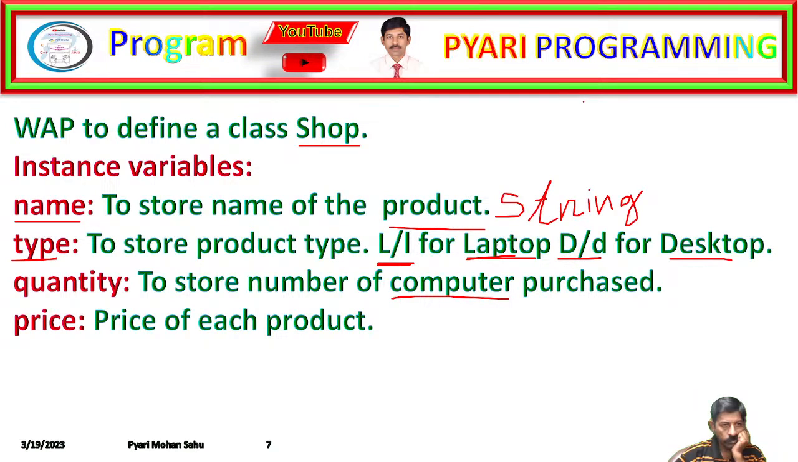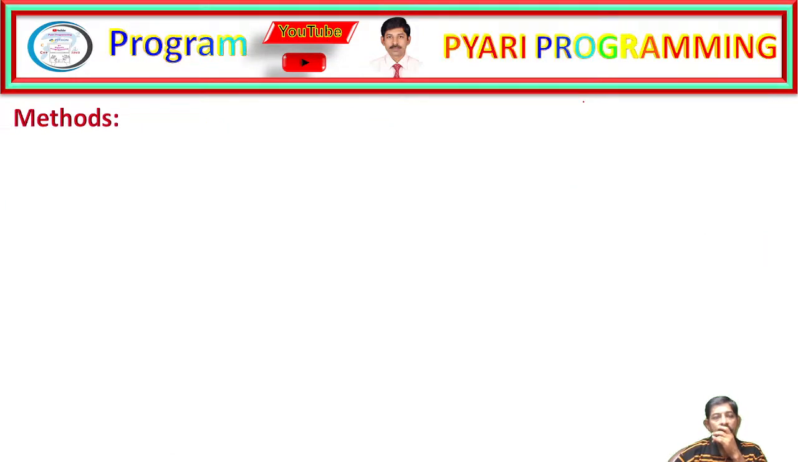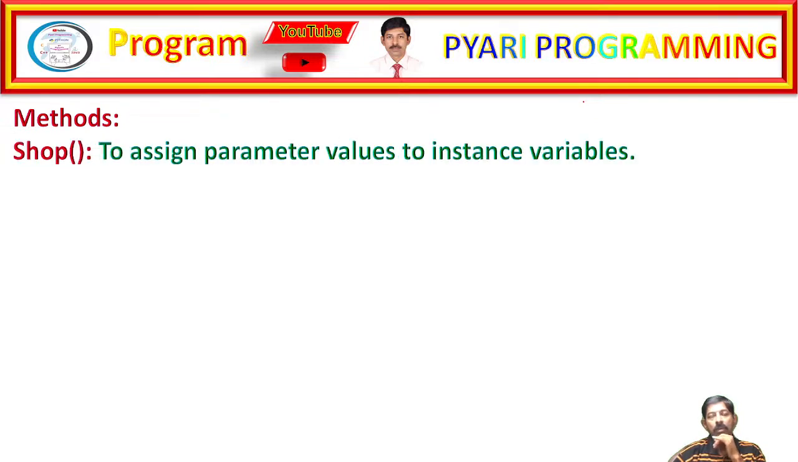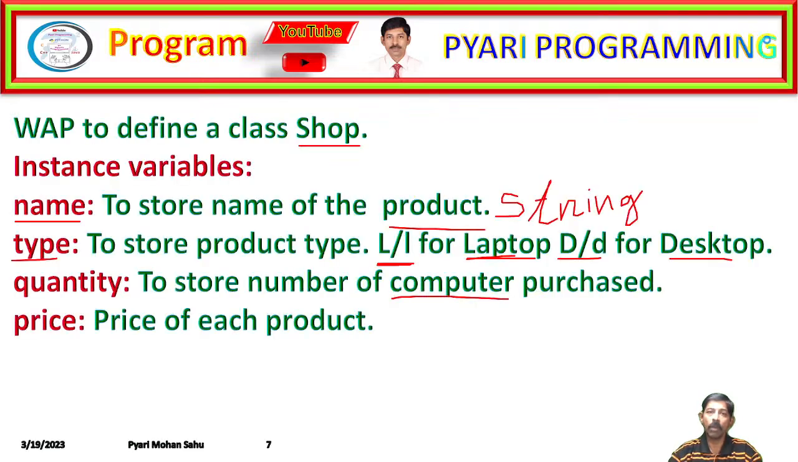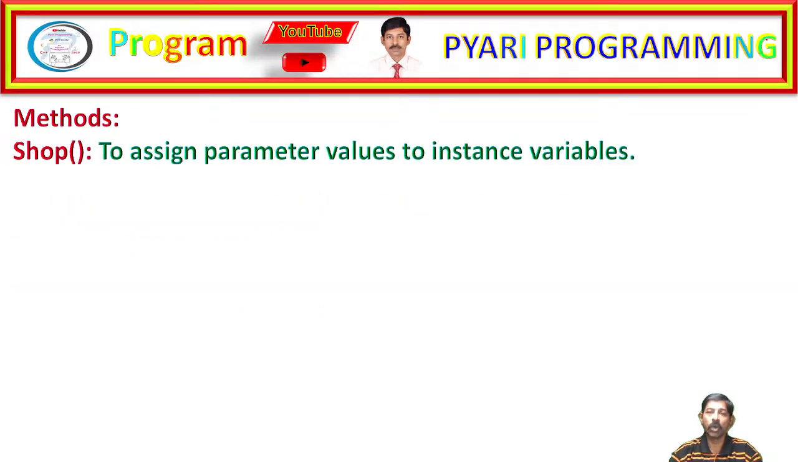If data type is not Now we are dealing with the methods now. Now first method, it says that shop. What is the purpose of this method? To assign the parameter values to the instance variable. What is the class name we have taken? Class name is shop, and here the method name is shop. That means it is talking about constructor.